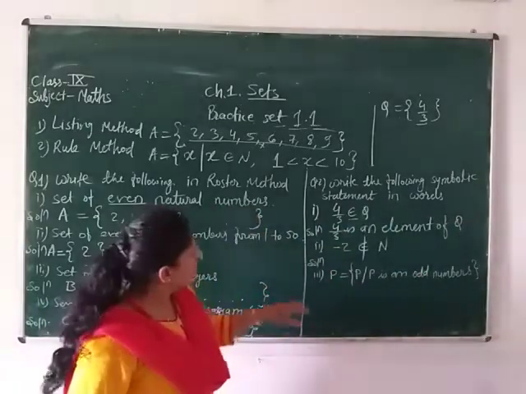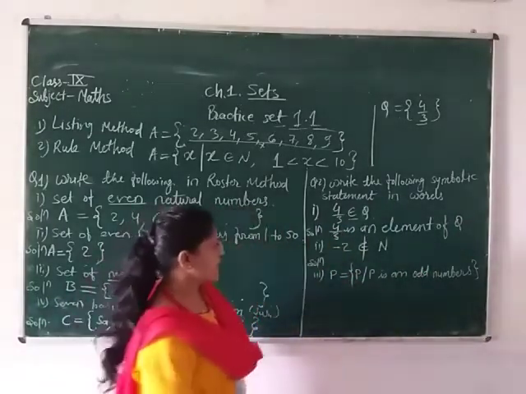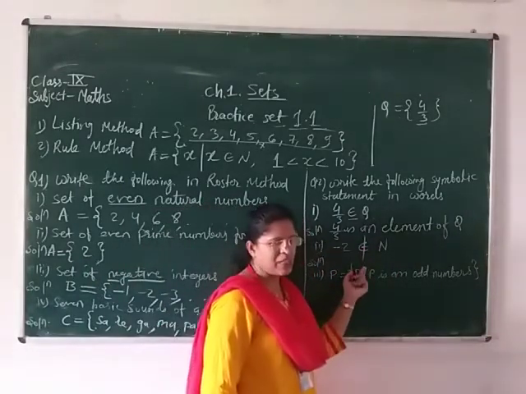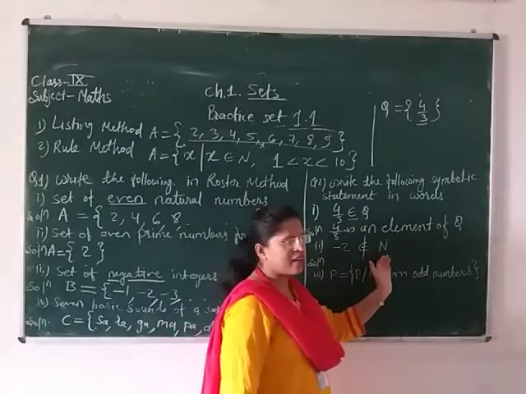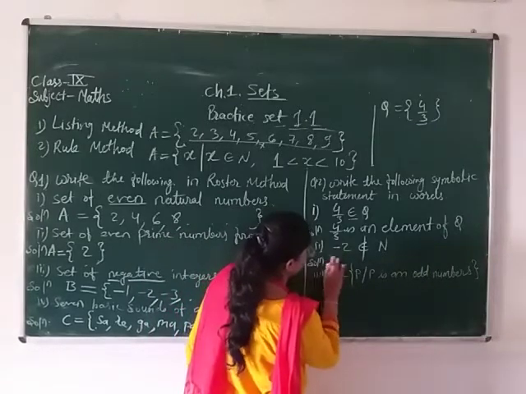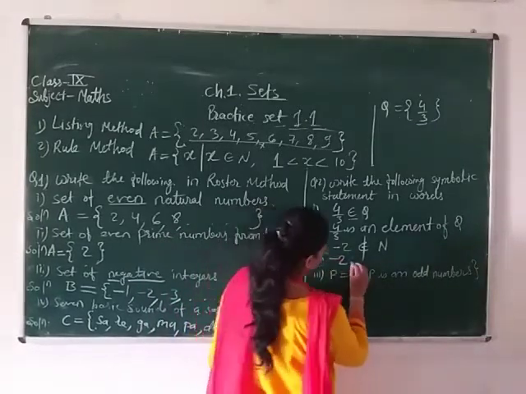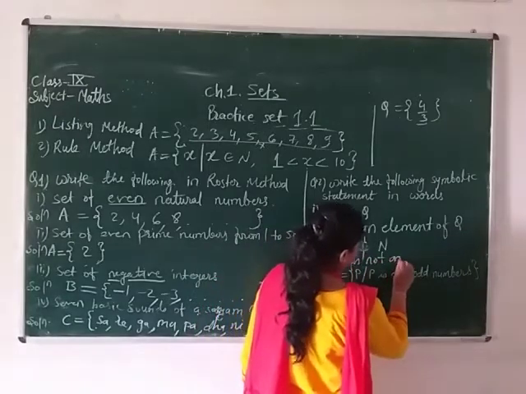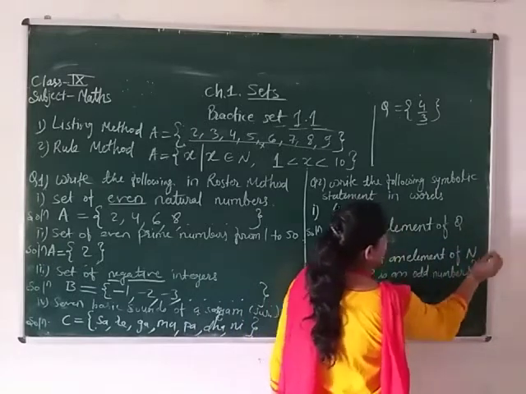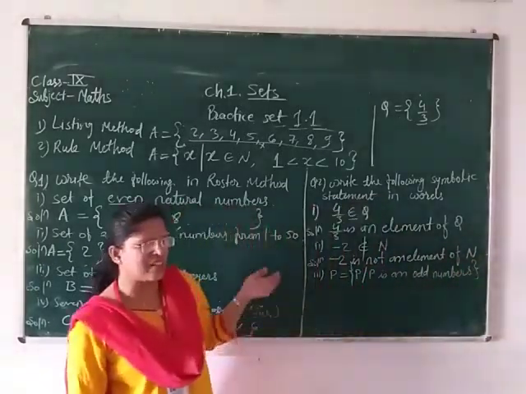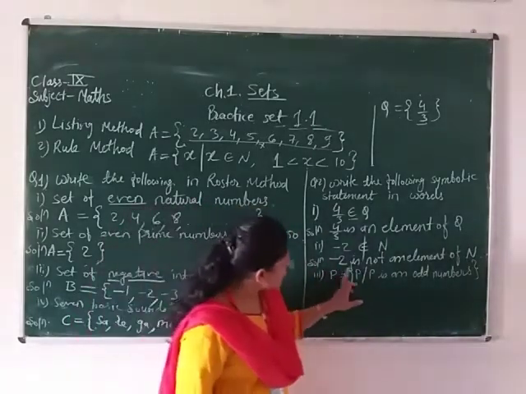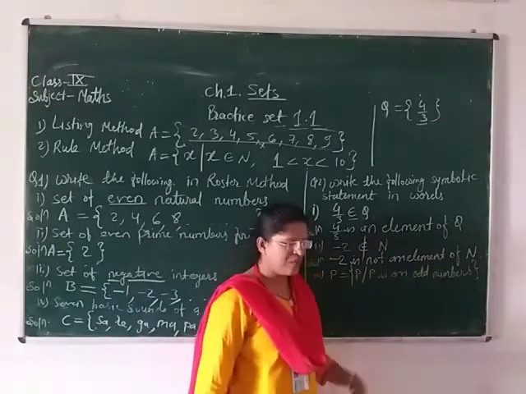Clear? Now I am taking the second example: -2 does not belong to N. That means -2 is never in the natural numbers. So -2 is not an element of the natural numbers. Obviously, because natural numbers start from 1, 2, 3, 4 and so on.